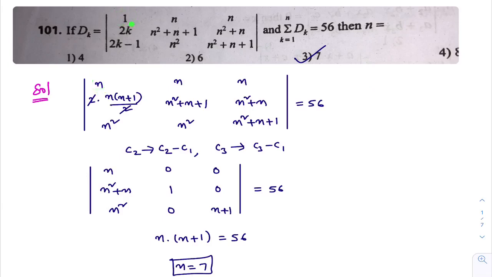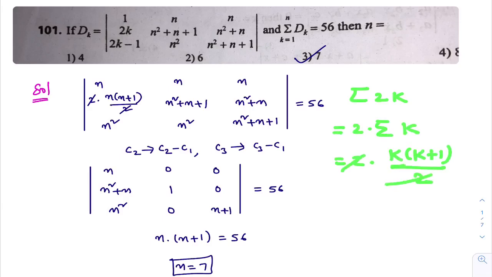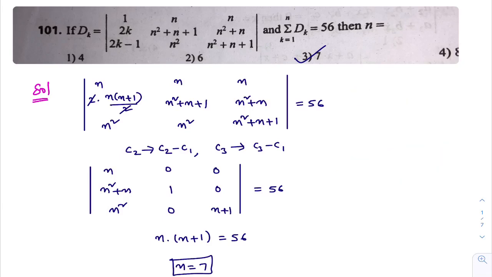Now you see this one. Sigma 2k, k is from 1 to n. In first PUC, we learned that sigma 2k can be written as 2 into sigma k. That is 2 into k into k plus 1 divided by 2. Here 2 will get cancelled. You will get k into k plus 1. Here this is k equal to 1 to n. Then what you will get? You will get n into n plus 1 divided by 2.